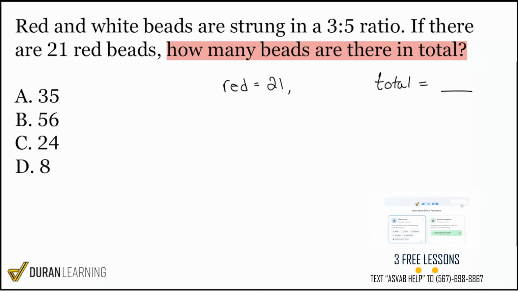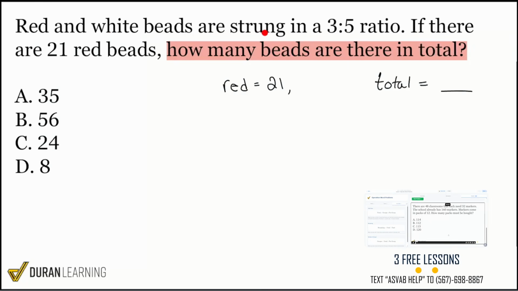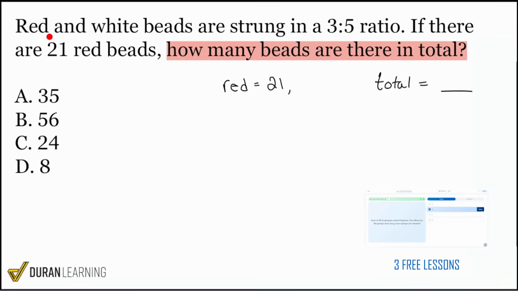Pay very close attention here. It says, red and white beads are strung in a 3-to-5 ratio. One more time, everybody. Red and white beads are strung in a 3-to-5 ratio. Everyone, quick question. Before I write that down, can you remind me, give me one word for what we're looking for, what the question is asking us to find? What's one word that we can use to describe it? Is it red? Is it white? No, it's the total. It is the total right here.